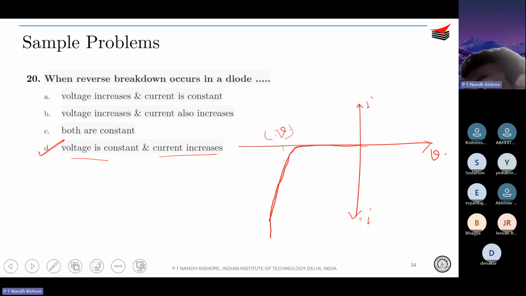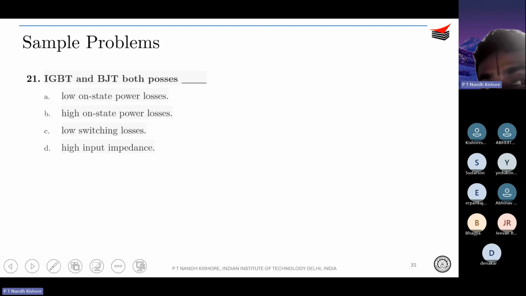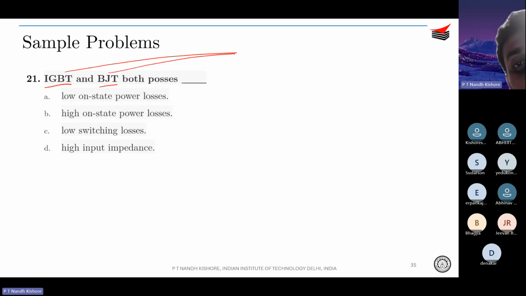Okay. So far any questions you can ask, because after this we will step into numericals. Yeah. One more question. IGBT and BJT both possess what? So what are these IGBT and BJT? Both of these are minority carrier devices.